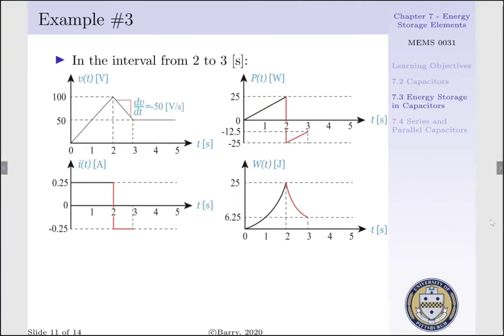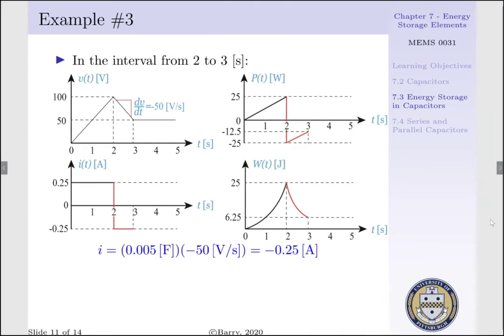Now we have to move to our next time interval, between 2 and 3 seconds. Our voltage is decreasing from 100 volts to 50 volts. That is, our current is equal to our capacitance times our time rate of change of voltage, and we have minus 0.25 amps. That is, a quarter of an amp is leaving our capacitor. We are supplying energy to our system. We are no longer accumulating energy within our capacitor.